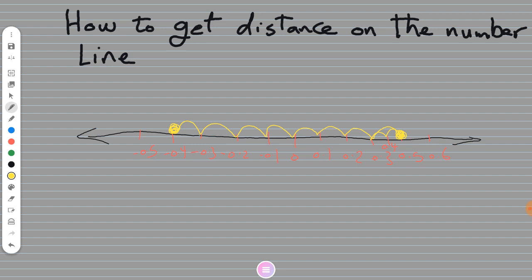I can see it and count it by myself on the number line. How to do it mathematically? From where you want to start, I can start from 0.5 or I can start from negative 0.4. If I start from 0.5, I write it as 0.5 minus negative 0.4. Why? Actually, the distance between any two numbers on the number line, just subtract them.